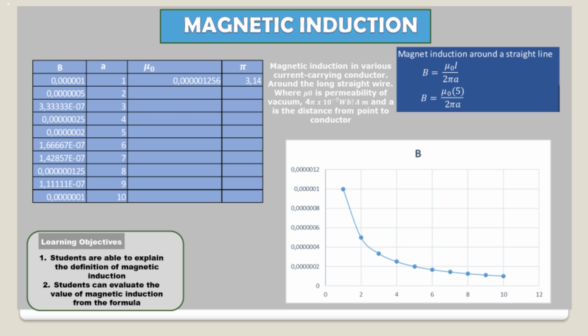From the graph, the horizontal line, or x-axis, shows the distance to the wire point, or a, while the vertical line, or y-axis, shows the value of magnetic induction, or B. So it can be concluded from the graph that this graph is decreasing and not constant.